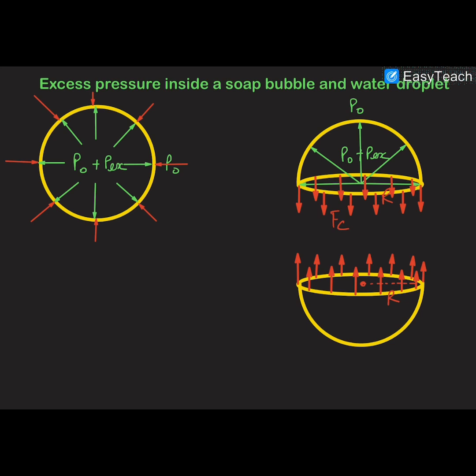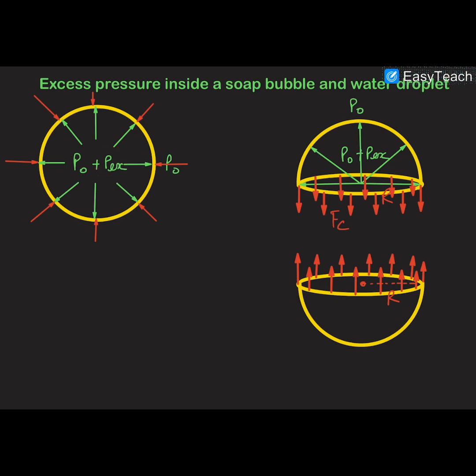So we can see the scenario that there is a bubble, and this bubble is having air inside it, and air is also outside this bubble. So the outer air is pushing this bubble inwards with a pressure of P naught, and the inner air is pushing this bubble outwards with a pressure of P naught plus P excess. Now we can easily understand that P naught is counterbalanced by this P naught, but what about P excess?